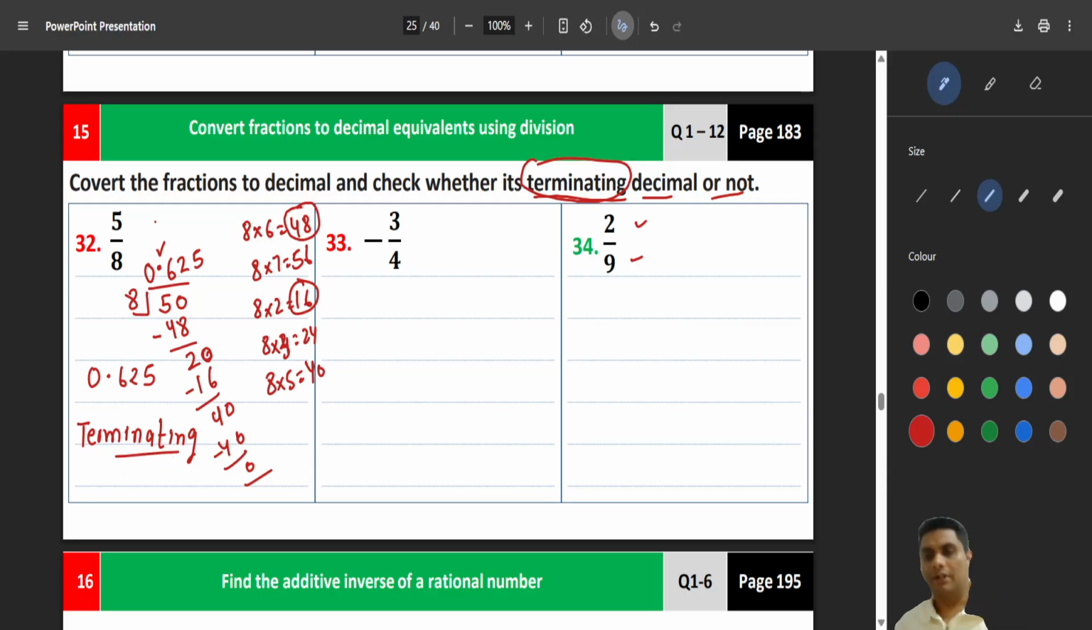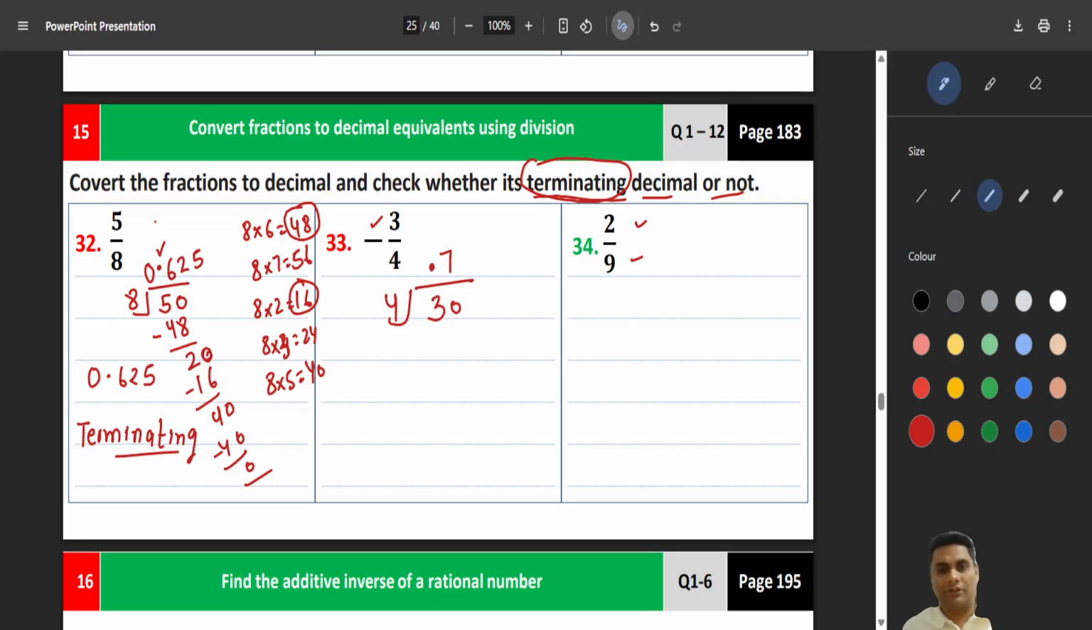Okay. Now next question. 3 over 4. Again make the division box. 3 will go inside, 4 will go outside. Do not worry about the minus sign, okay? Now 3 is smaller. Again put a point. Again 0. Now 4 times 7. You should know the tables, okay? I will not write the tables again and again. You must learn the tables.